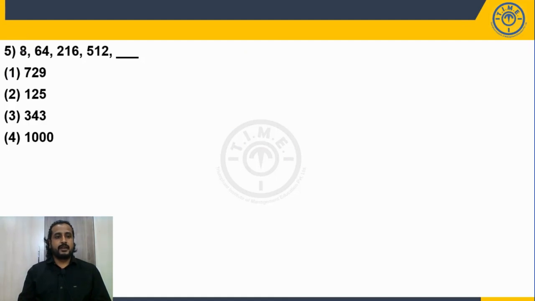Look at the given numbers: 8, 64, 216, 512. Now observe the numbers. Are the numbers themselves following any specific pattern? It means yes. But we have to know what are these numbers. These numbers are perfect cubes.